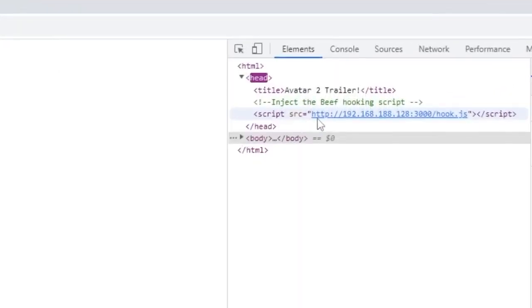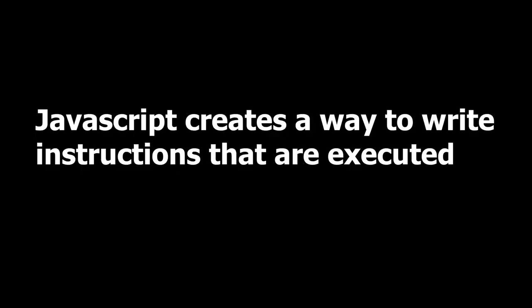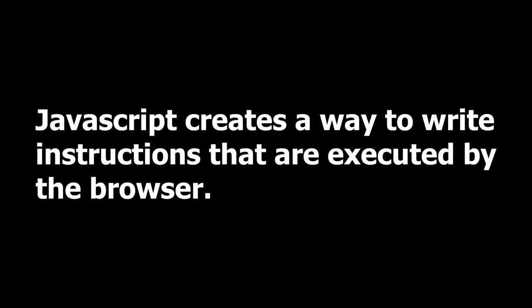Okay, so why did this happen? Well, it's really simple. The JavaScript on the link that we clicked simply connected itself to the BEEF framework that is running on the hacker's computer. And this is actually not a big deal because it is the intended functionality of JavaScript. JavaScript creates a way to write instructions that are executed by the browser. That is just JavaScript doing its thing.